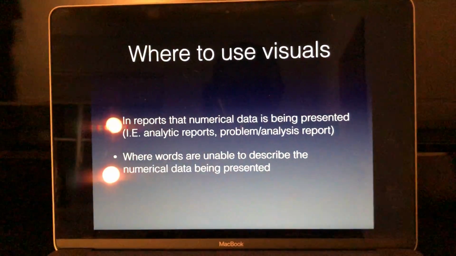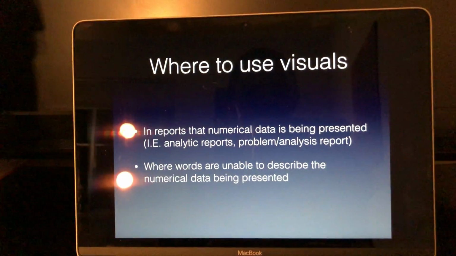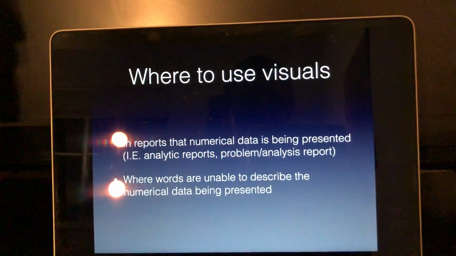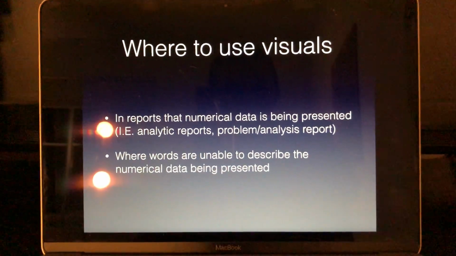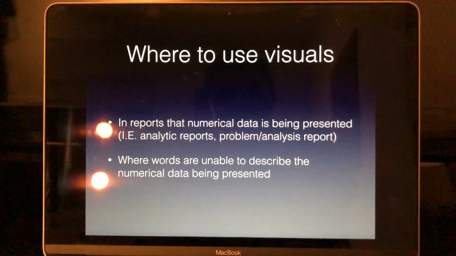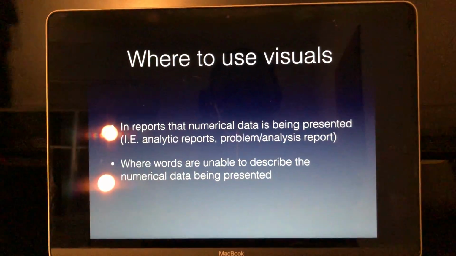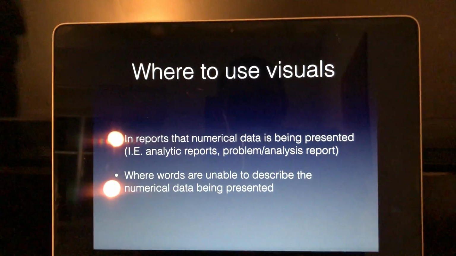It goes the same in analytic reports and any type of report writing. If you're dealing with a lot of numbers or information that is really hard to put into words, it allows you to really condense your research. It's also useful, as I said, where words are unable to describe the numerical data being presented.